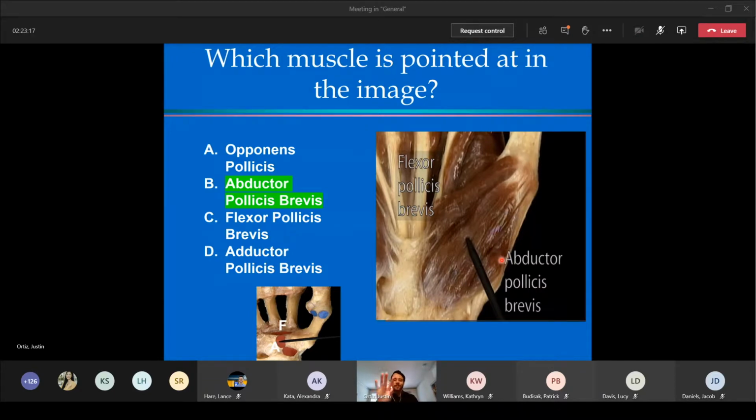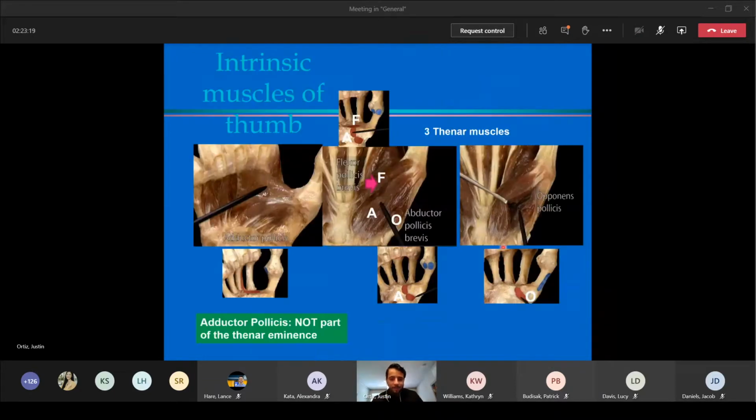Like this, opposition. And then for the last slide, just to go over it again really quickly, I'll take my time, but this is going to be the adductor pollicis, right? So it's going to bring your thumb back, right?